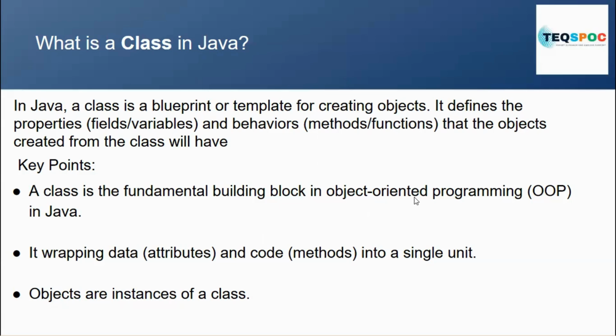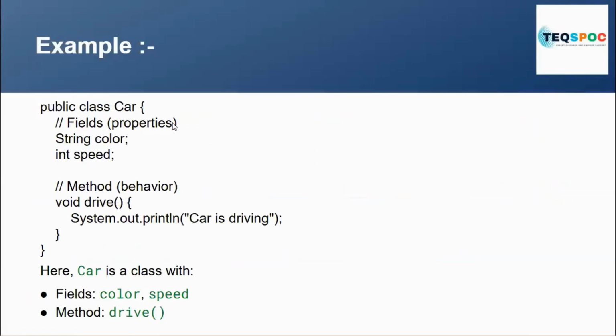With the help of an object oriented programming language, we implement or transfer the real world problem into our programming language. It is wrapping the data or code in a single unit. With the help of a class, we wrap data, that is attributes, and code, that is methods, in a single unit, that is a class. And what is an object? An object is the instance of the class. Now this is the general syntax of how to create the class.